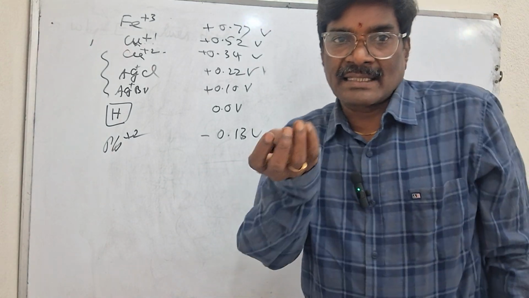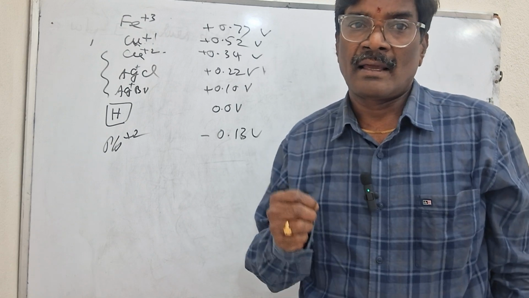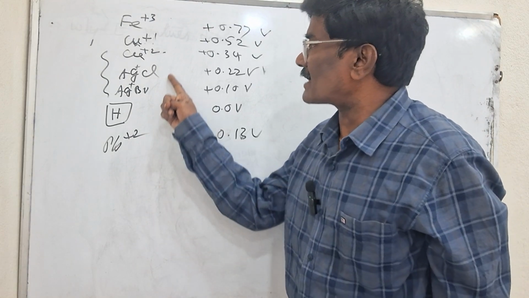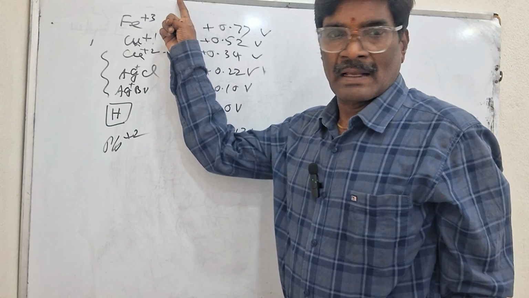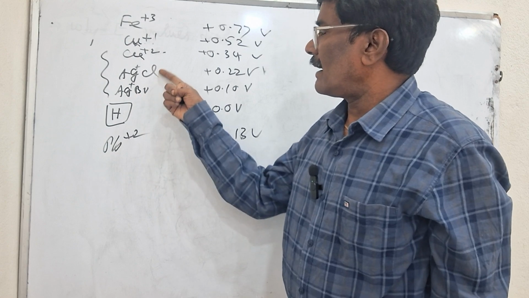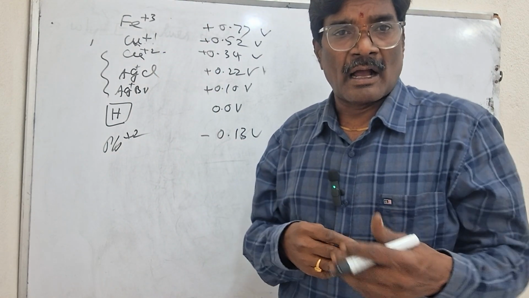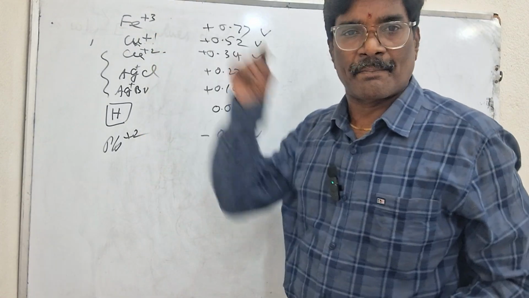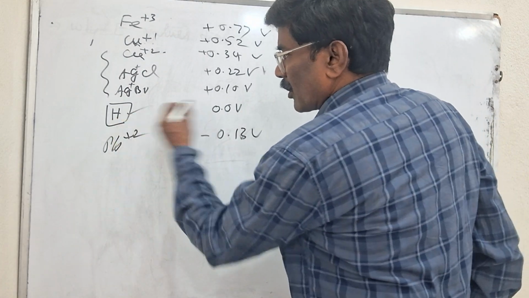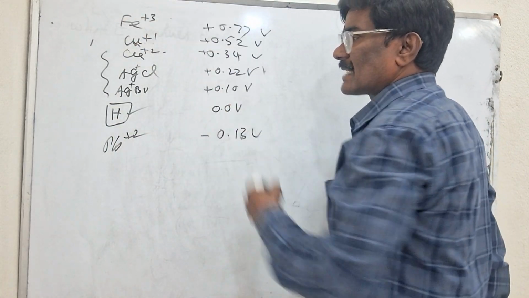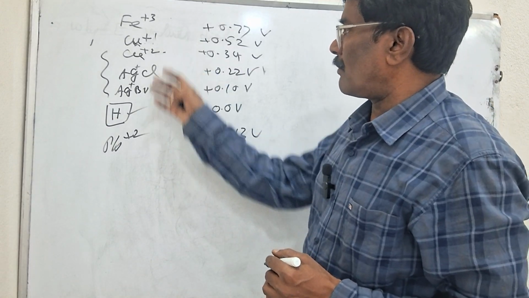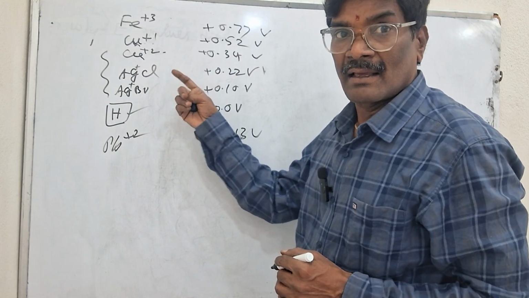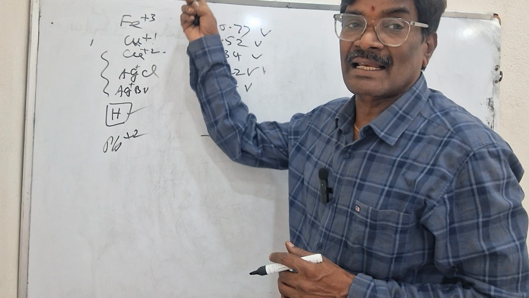It means it is gaining electrons and oxidizing others. So it is the best oxidizing agent, fluorine. Oxidizing nature increases towards up. This is the least oxidizing Ag, and towards fluorine, the capacity of oxidizing others is increasing towards up. When compared with hydrogen, those which have greater values, their oxidizing agent strength increases.